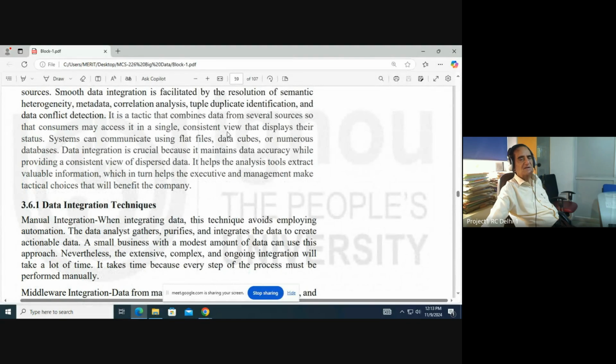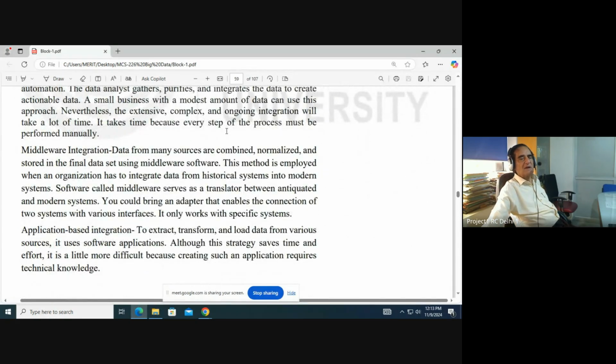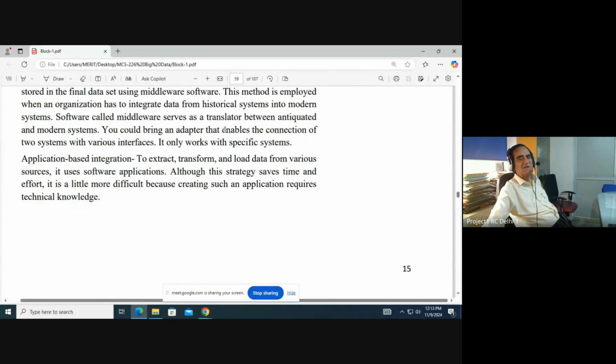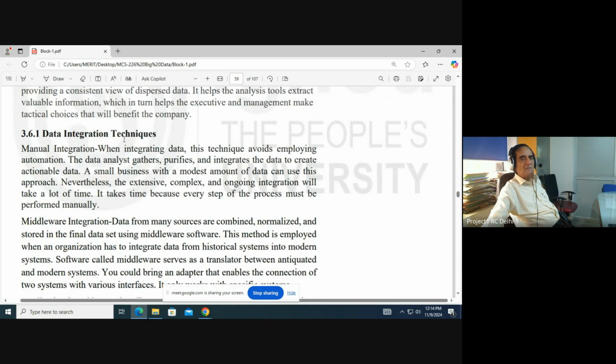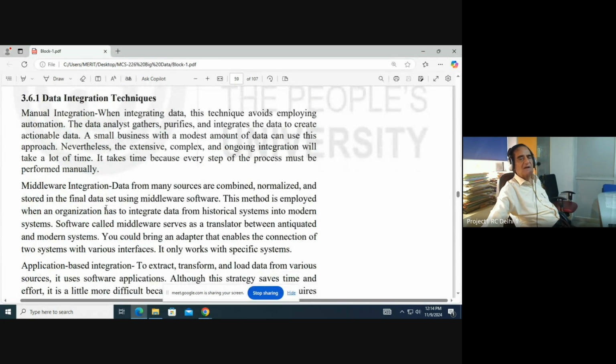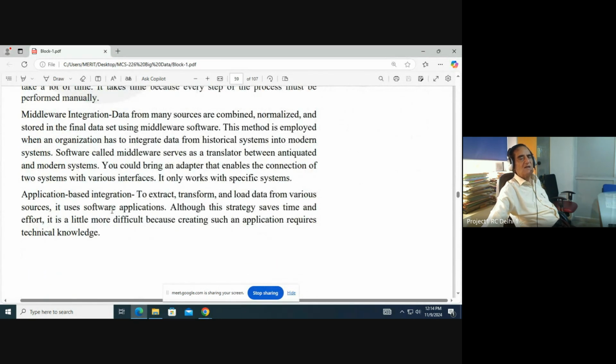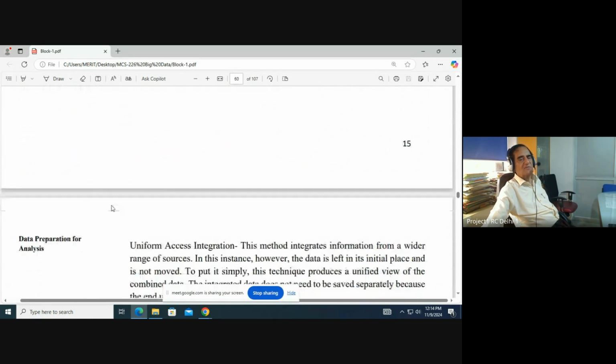So data integration techniques, you can say manual integration. When integrating data, this technique avoids implying automation. And middleware integration, where data from many sources are combined, normalized, and stored in a final data set. Application-based integration is used to extract, transfer, and load data from various sources. It uses a software application. So this is the third one. This is the manual integration, then middleware integration. It doesn't use software, but the application-based integration uses software.